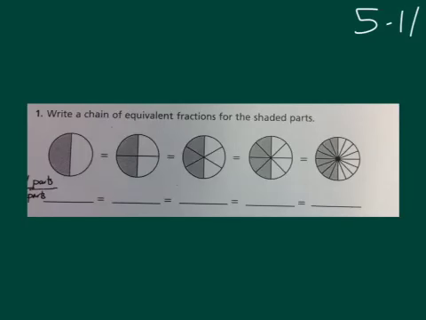So this is the part that I was telling you in class can be a little bit confusing. A chain of equivalent fractions is just listing a bunch of fractions that are equal, that are the same. So here we have 2 parts and 1 part is shaded in. Then we have 4 parts and 2 parts are shaded in. Then we have 6 parts and 3 parts are shaded in. We have 8 total parts and 4 parts are shaded in, and then you can figure out the last one.